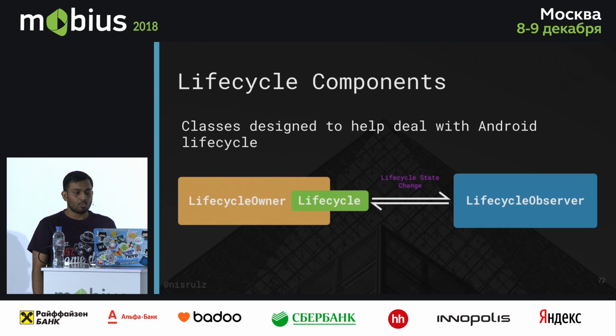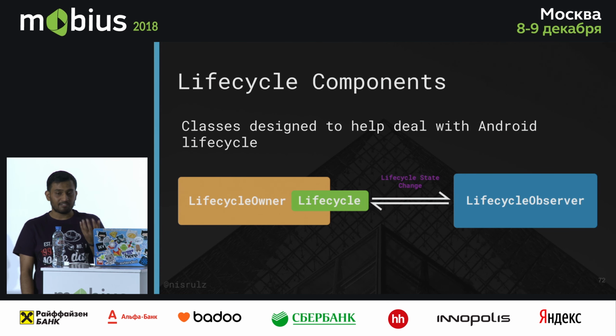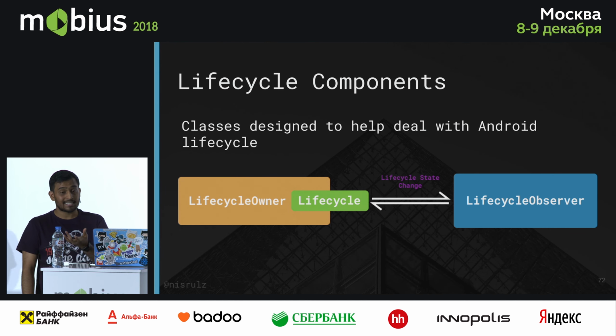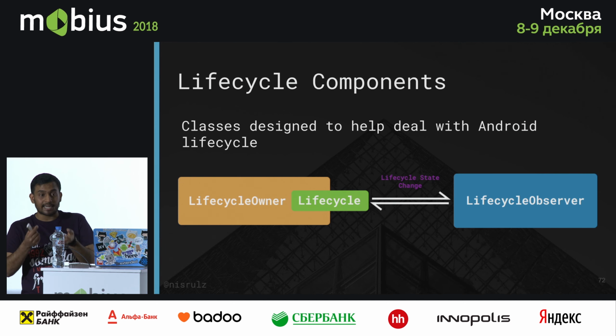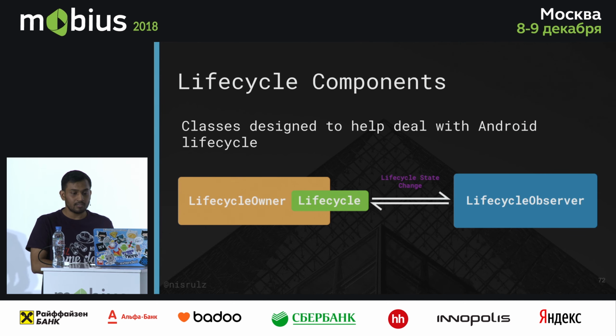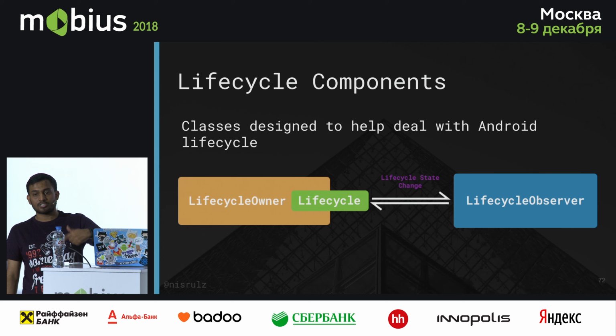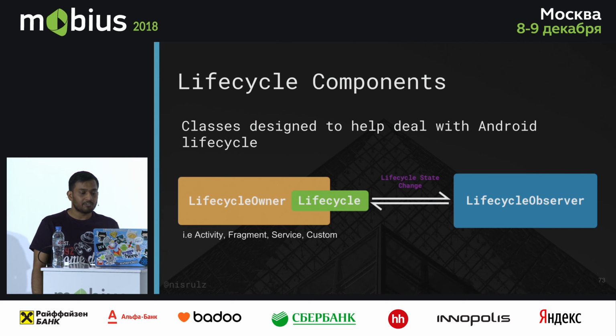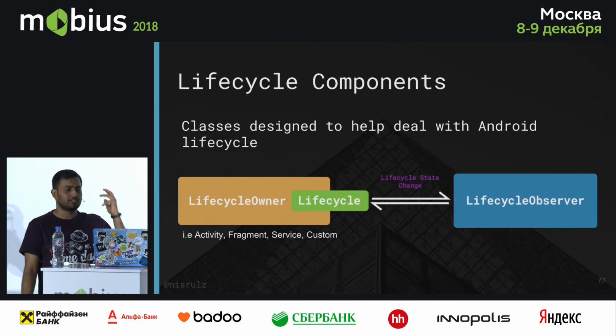How do they work? Well, this is like a very generic diagram, but lifecycle owners basically have a lifecycle. There's like an instance. This instance keeps track of which state the lifecycle owner is in. And any change that happens on this instance, the lifecycle observer is able to observe that. Like it knows when that lifecycle instance value has changed. We typically know what lifecycle owners are because those are activity, fragment, service, custom, any other version that you might have. But I was not convinced, so I went in.